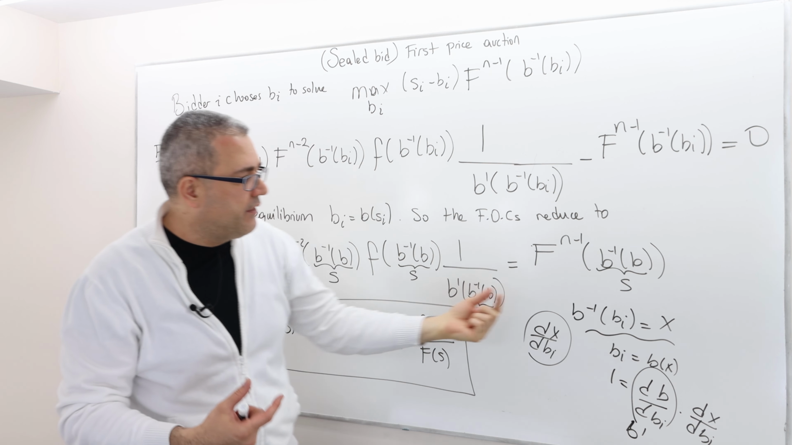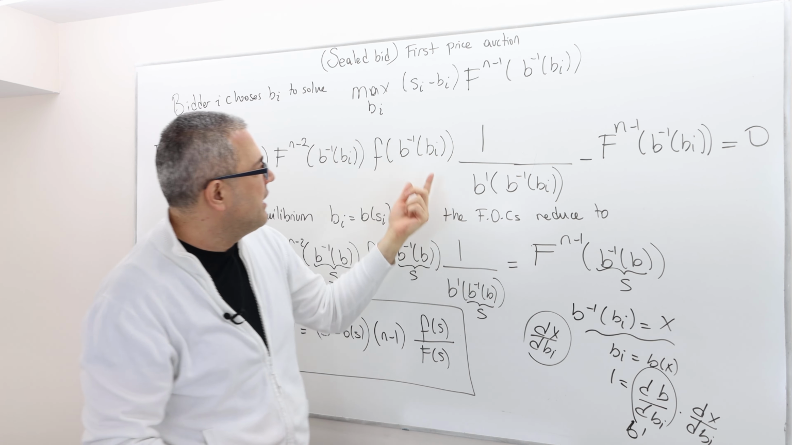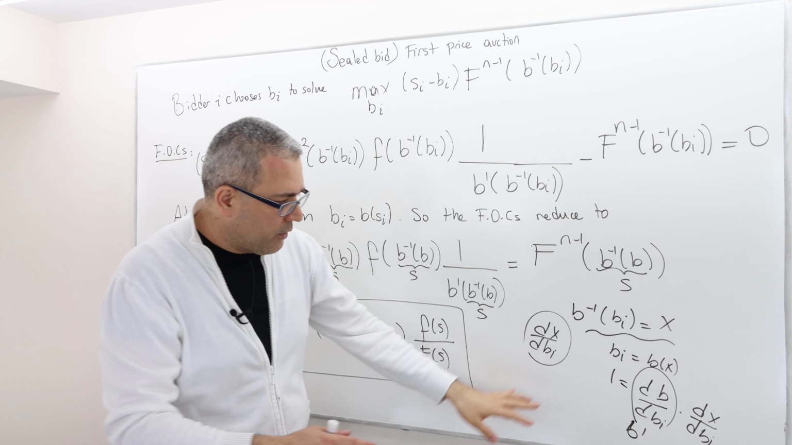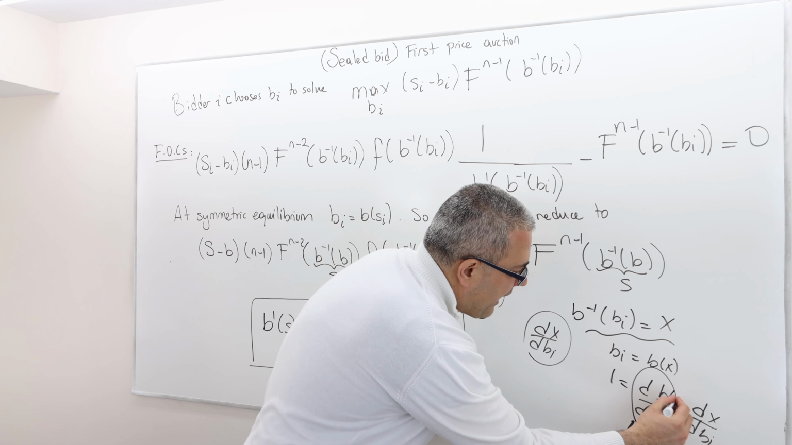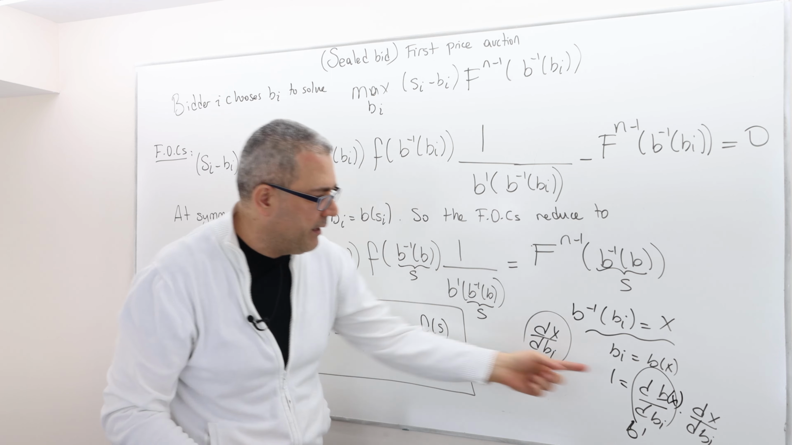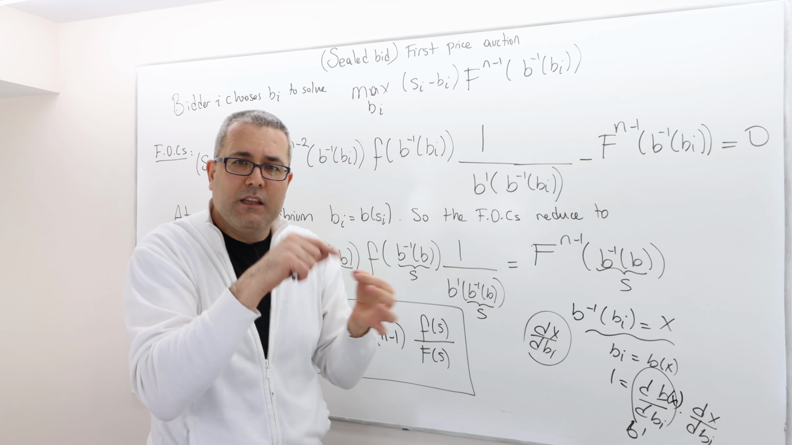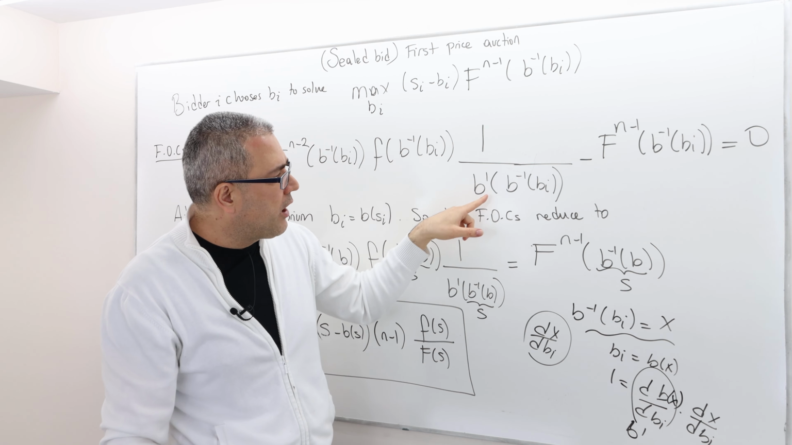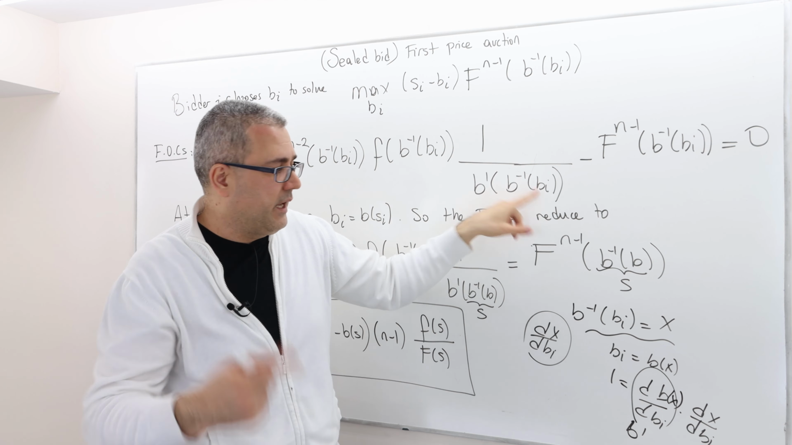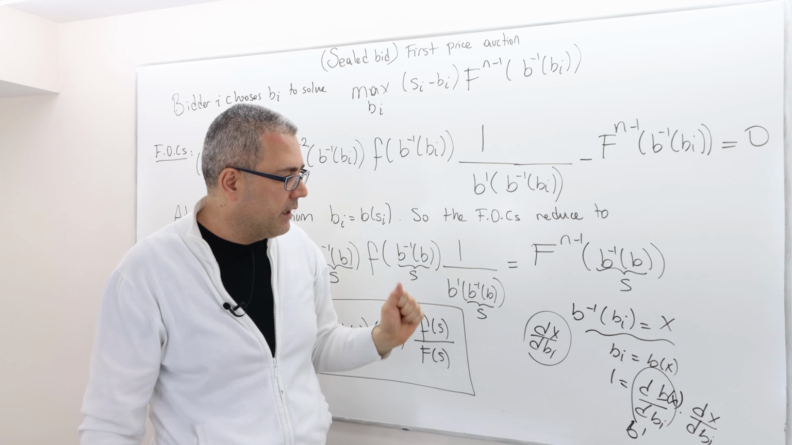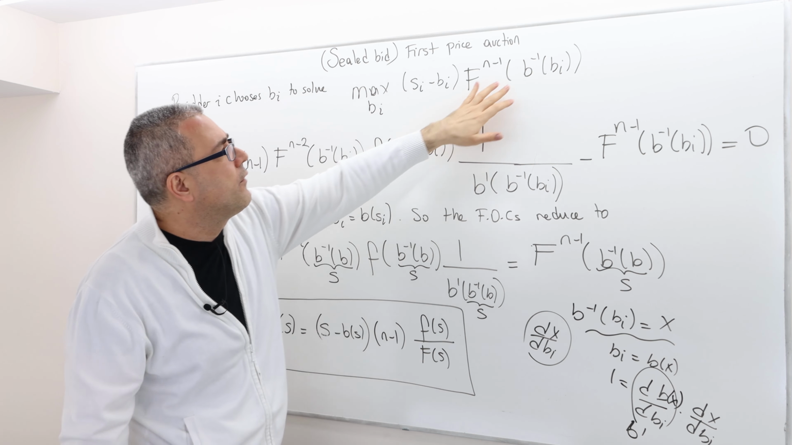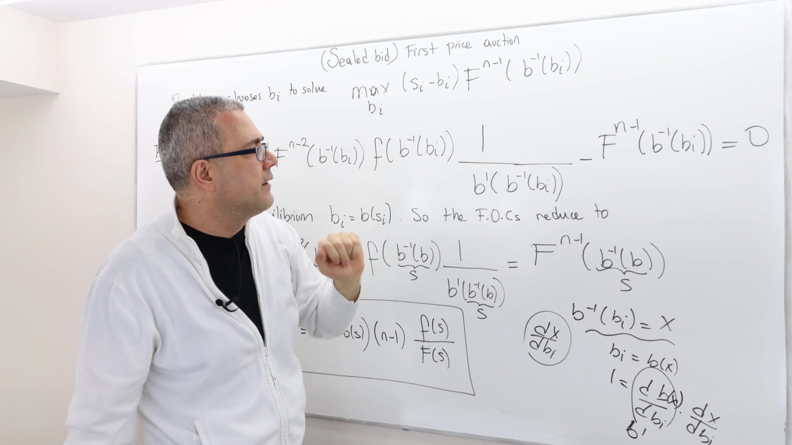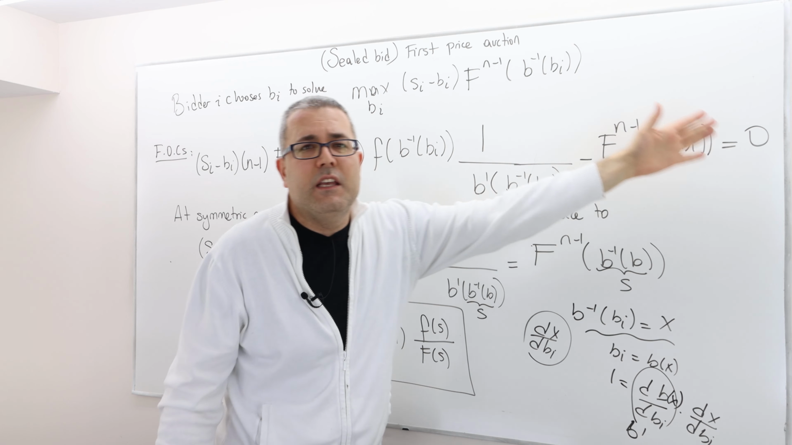Well, obviously, everything inside remains. I'm sorry, this is db/dx. So everything with an x should remain there. So therefore, b prime of b inverse of b_i. Don't forget, x is equal to b inverse of b_i. All right, so this is the derivative of this term in the parentheses. So minus this equals 0.